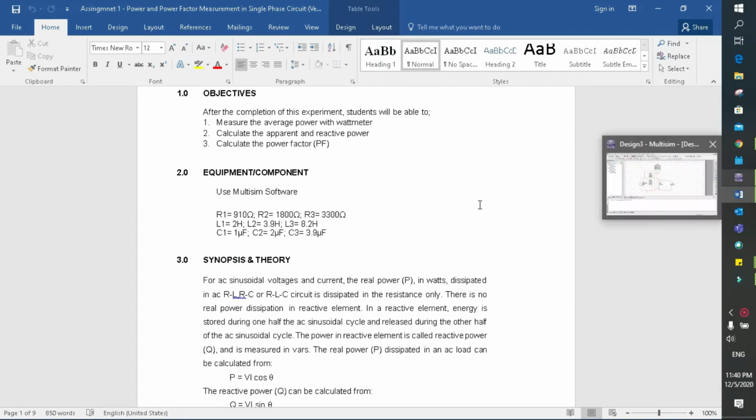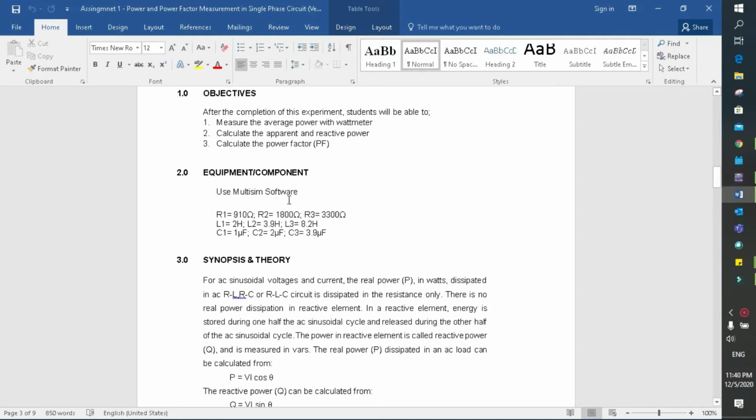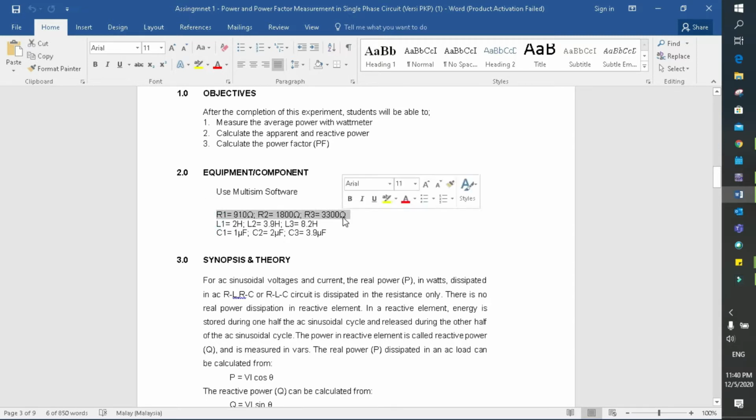The equipment that we really need is Multisim software. Other than Multisim software, we need a resistor, inductor, and capacitor. If you look here properly, we need three different values for the resistor, for the inductor, and also for the capacitor. So you really need to focus on this.